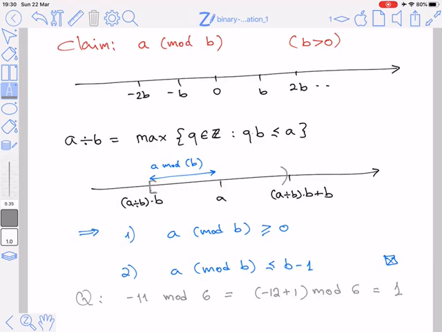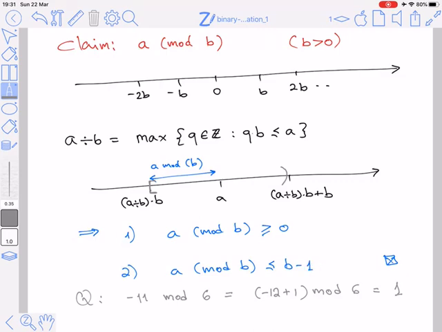On the other hand, because A is in this open interval on the right-hand side, it cannot reach this point. Therefore, the difference is strictly less than B, and since the difference is an integer, it is less than or equal to B minus 1. So we conclude that the remainder is never negative and that it is always less than the divider. So it is less than or equal to the divider minus 1.